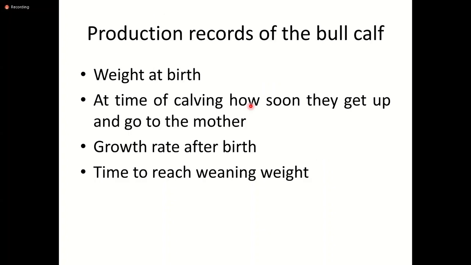So what are the production records of these animals, right? So we can check the weight at the birth of these animals, right? And what are the other basic characteristics of these animals, right? Which means whether they got up as soon as they were born and went to their mom and started drinking milk, right? The growth rate after the birth, right? And what is the time they took to reach their weaning weight or the weaning age, right? Or the amount of feed that they consume, maybe 1 kilogram of feed for maybe 2 to 3 consecutive days, right?